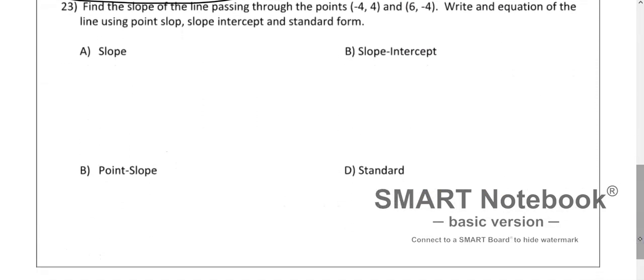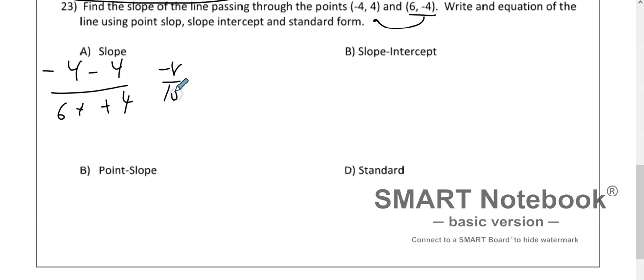23. Same thing, just more of the same, more practice. So here we go. Slope, I'm going to go this direction this time, just for the heck of it. So I'm going to start off with negative 4 minus 4, and 6 minus negative 4 again. Boom. So negative 4 minus 4 is negative 8 over 10, or reduce negative 4 over 5.